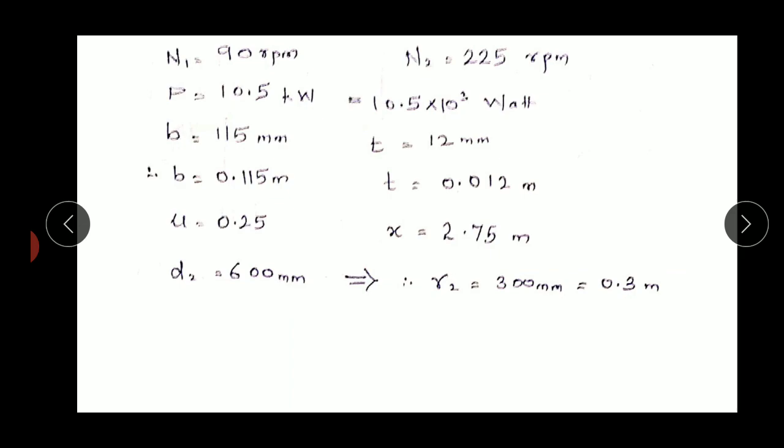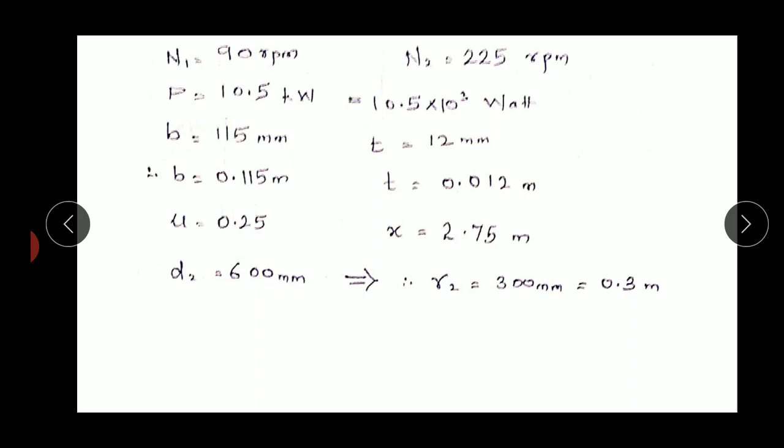So the given data is: N1, N2, power capital P, which is 10.5 kilowatt, and we have converted it into watts. Width of the belt is 115 mm, thickness of the belt is 12 mm. From mm we need to convert into meters, so multiply with 10 raised to minus 3, we get 0.115 meters, and multiply with 10 raised to minus 3, you get 0.012 meters. Coefficient of friction mu is 0.25. X, the distance between the shafts, is 2.75.